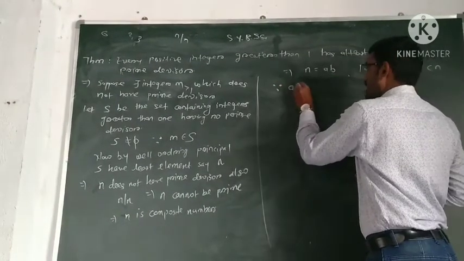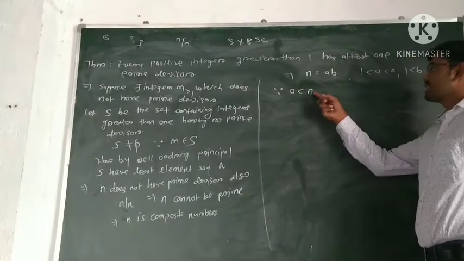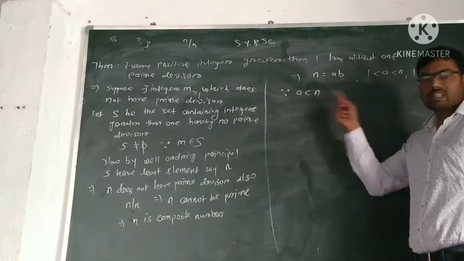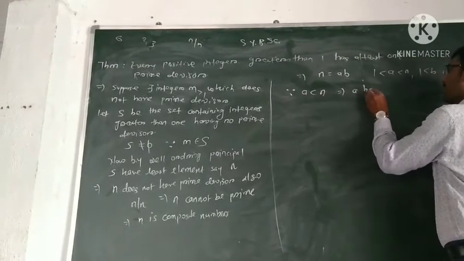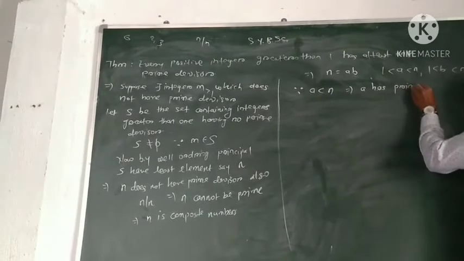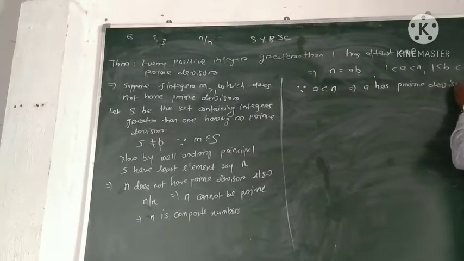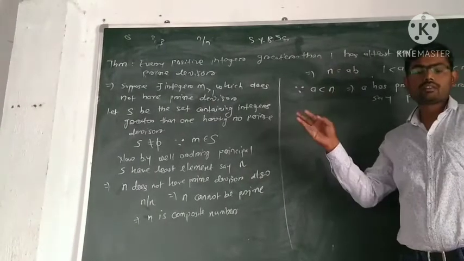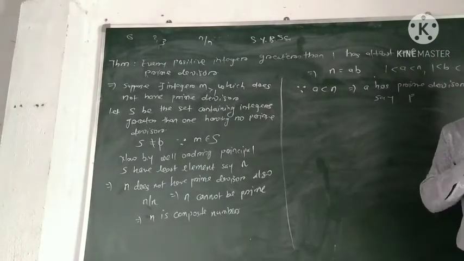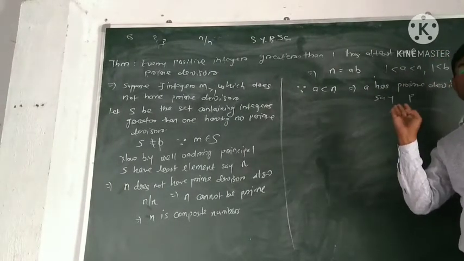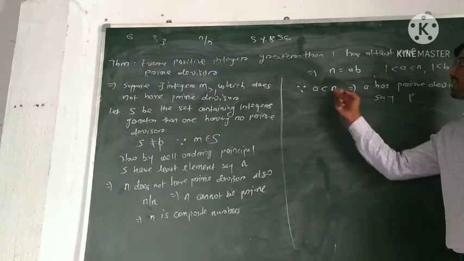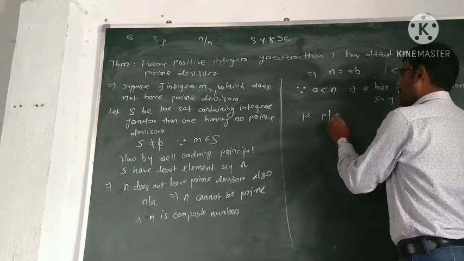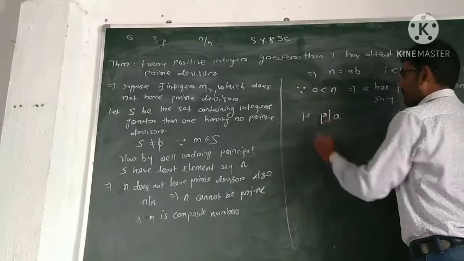Since a is less than n, and n is the smallest element which doesn't have a prime divisor, this implies a has a prime divisor, say p. Why? n is the smallest integer which has no prime divisor, so any integer less than n must have a prime divisor. a is less than n, so a must have a prime divisor, say p. That is, p divides a, where p is a prime.